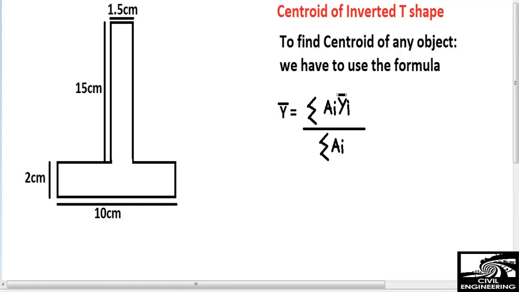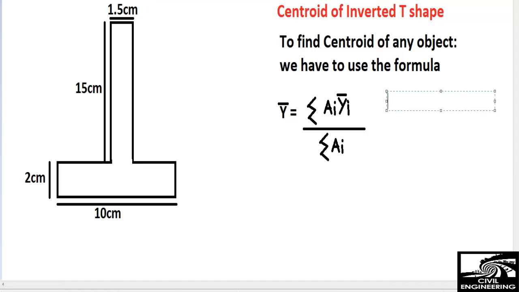The y bar is equal to the summation of areas times y bar divided by the summation of areas. The product of areas into y divided by the summation of areas. So now I'm calculating the areas of the object. There are two different objects. The first one is A1, the below flange.